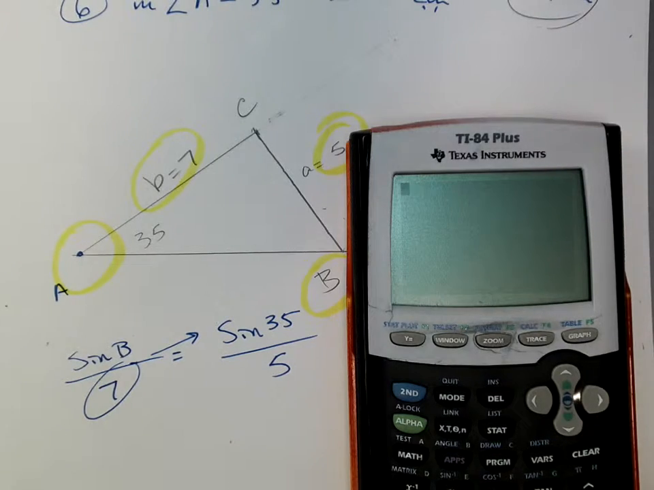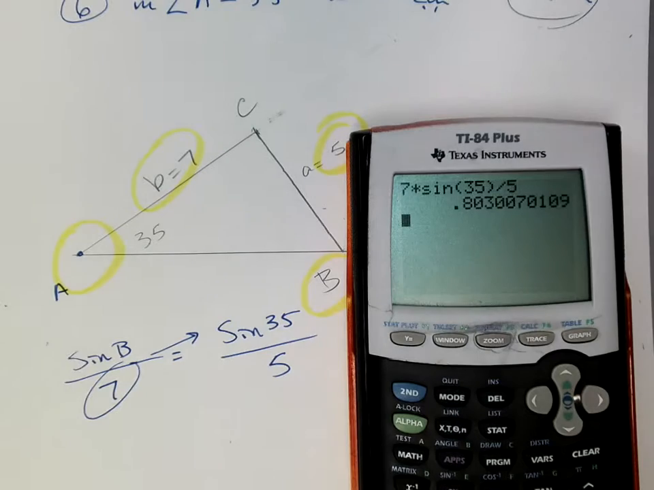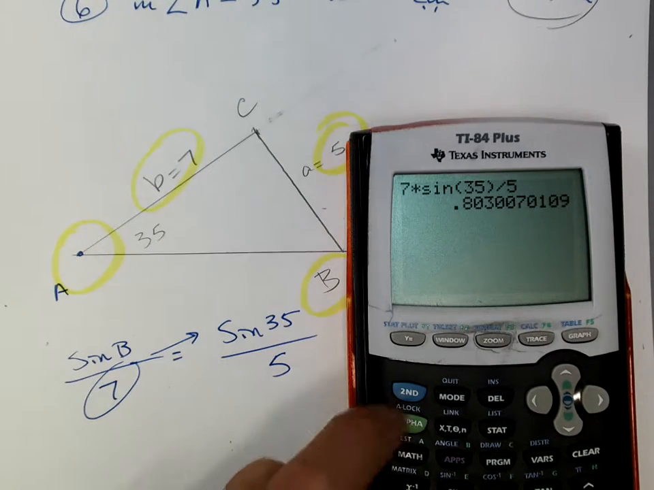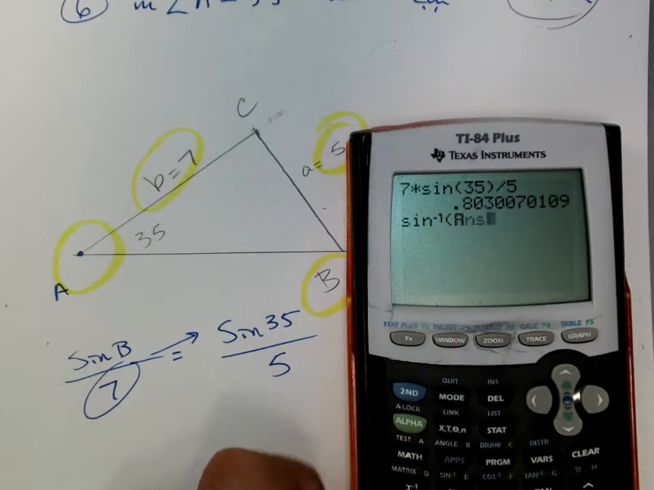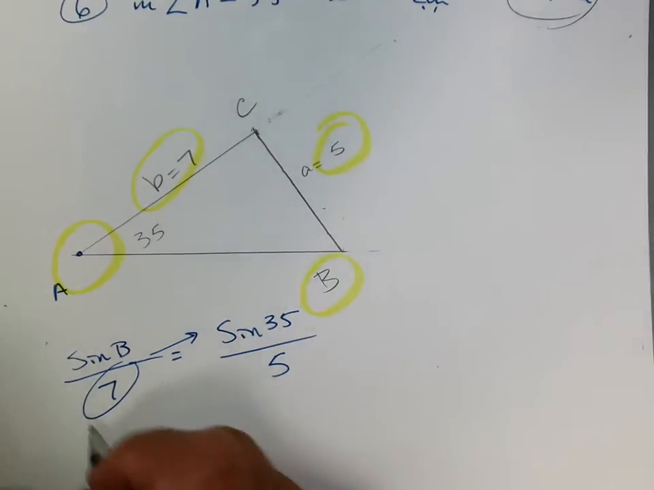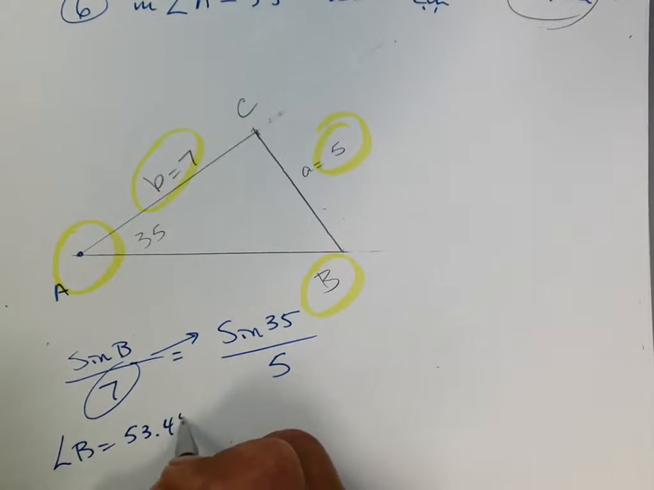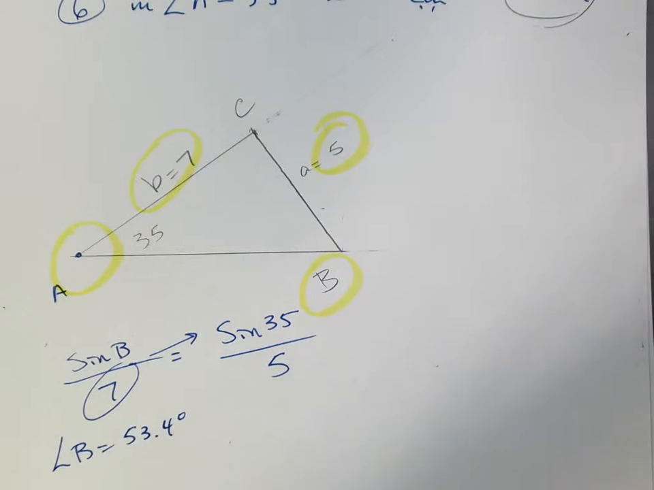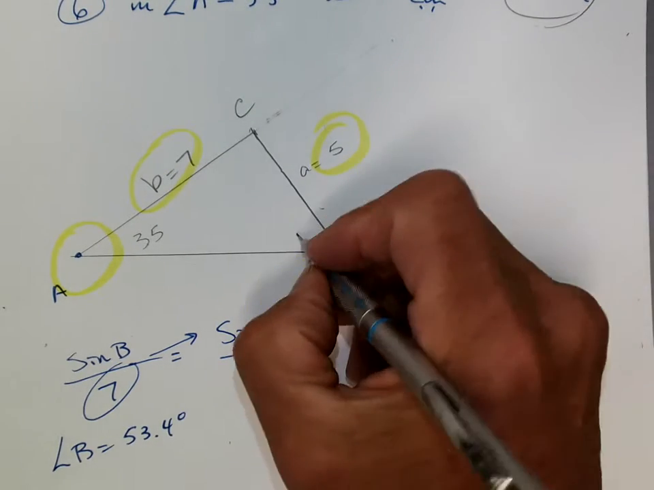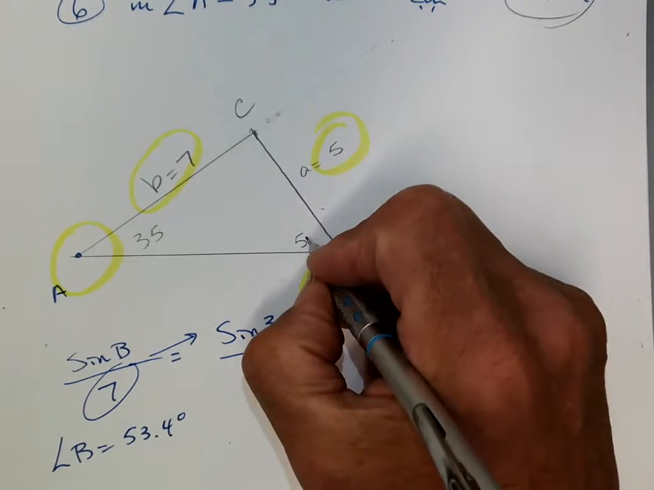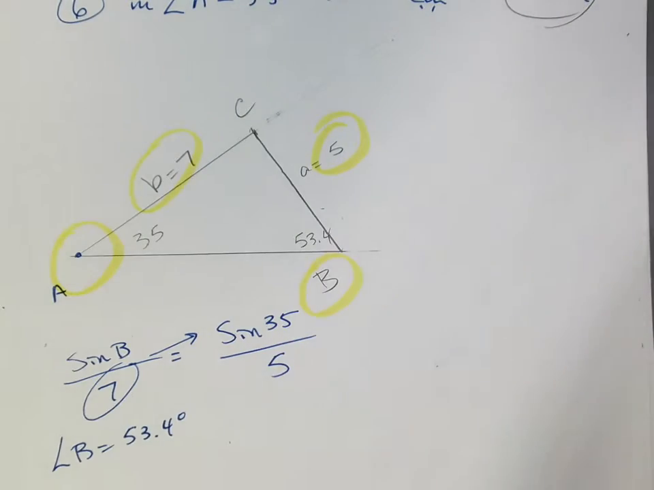I'll go 7 times the sine of 35 divided by 5. Get a decimal, right? But of course, we're going to sine inverse that answer, and I get about 53.4, okay? So angle B is about 53.4 degrees, okay? 53.4.